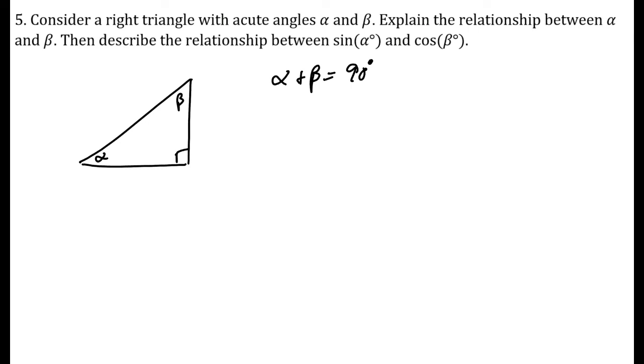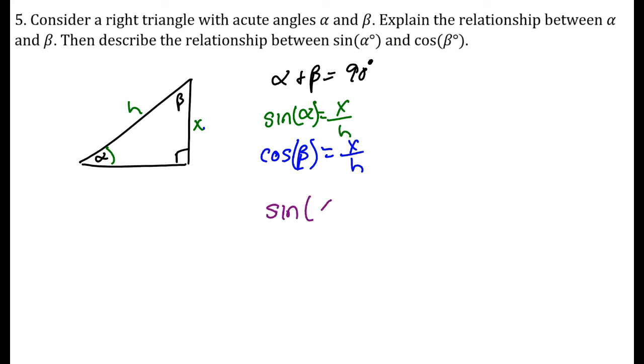Then describe the relationship between sine alpha and cosine of beta. Well, the sine of alpha is opposite over hypotenuse. The cosine of beta, when I input beta, I get adjacent over hypotenuse, x over h. So we see from this triangle here that the sine of alpha equals the cosine of beta.